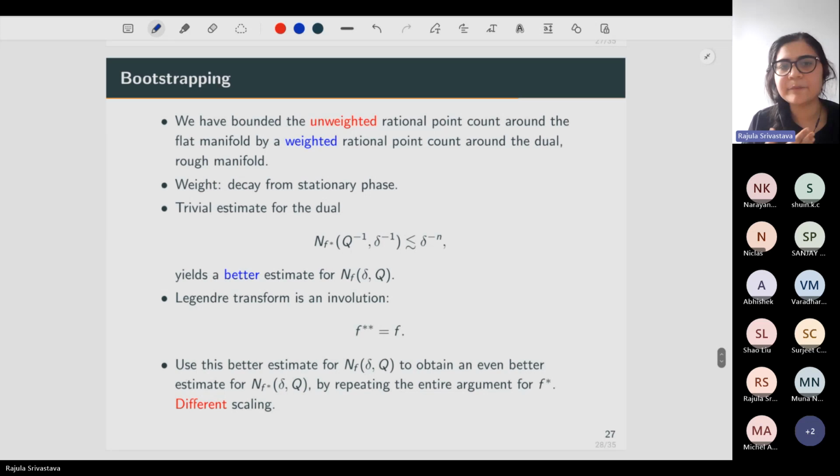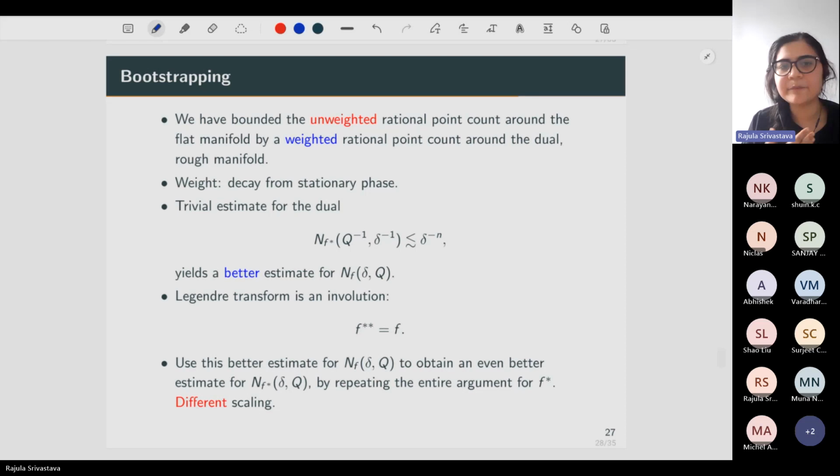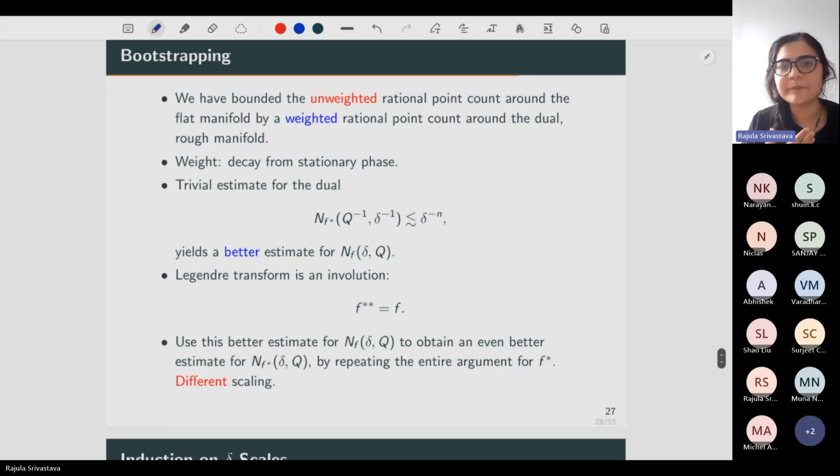So as I said before, the point of this entire exercise of coming to the dual was that now you can bound the original rational point count by a dual point count, but with this weight attached, which is the decay from the stationary phase. And the idea now is to build upon this. You start with a trivial point count for your dual surface, and you utilize all this machinery to obtain something better for your original surface. But the point is the process of taking dual is an involution. So you take dual once, you get to a flat surface, then you take dual again, you return back to your original function.